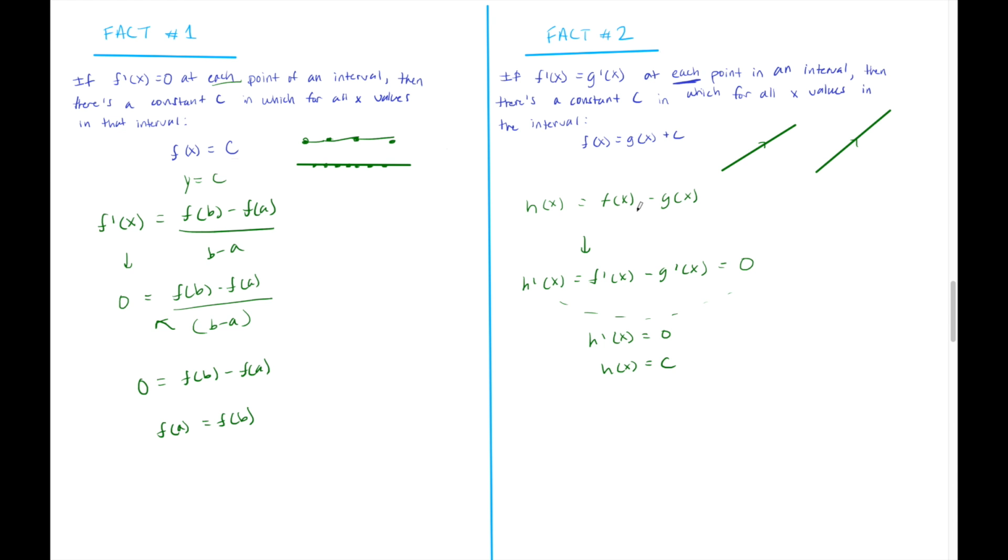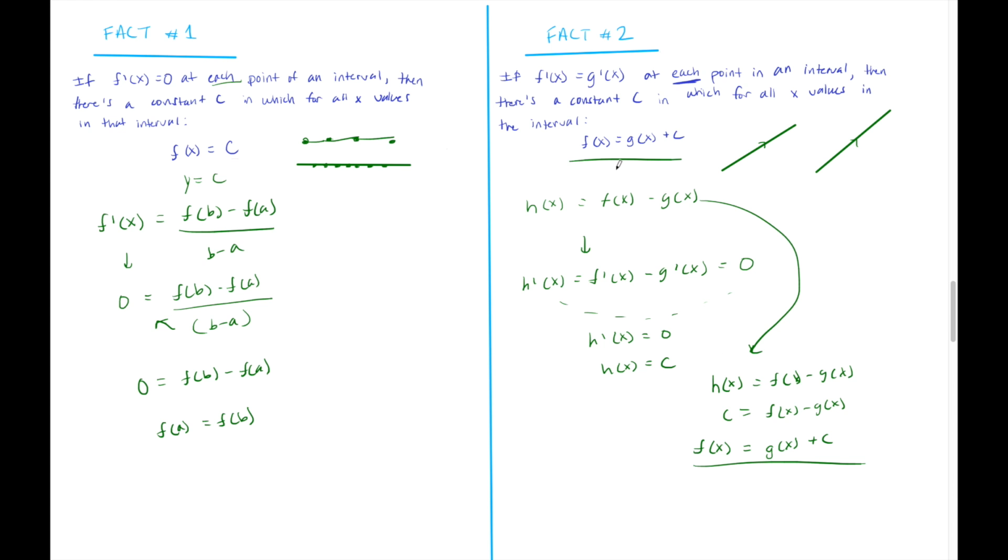So now we refer back to our original from above, where we found that h of x equals f of x minus g of x. We know that h of x is c, so c equals f of x minus g of x. And if we rearrange it, we'd get f of x equals g of x plus c, which is what fact number 2 says. And yeah, that's pretty much it for this episode.